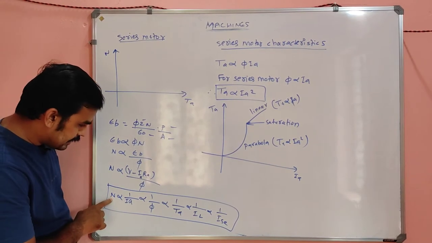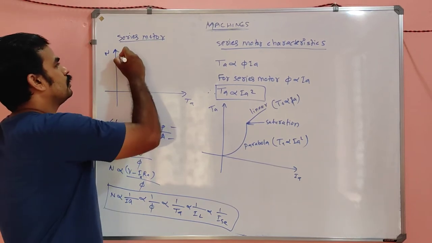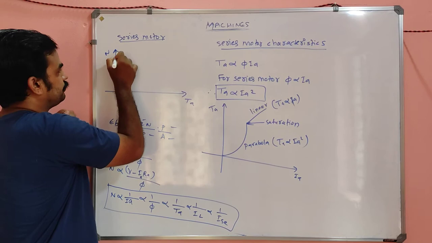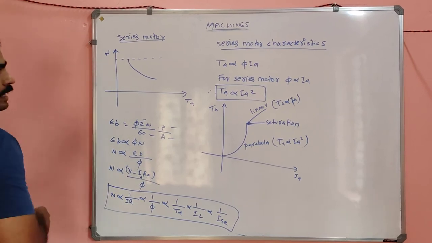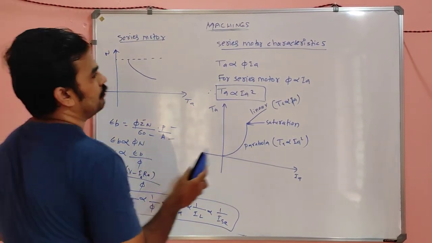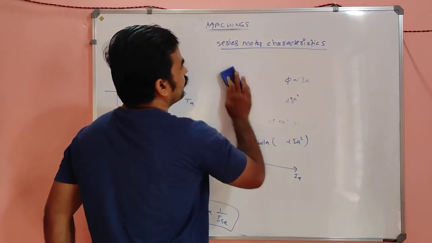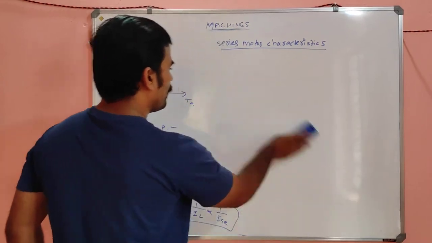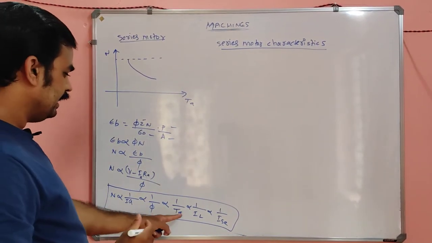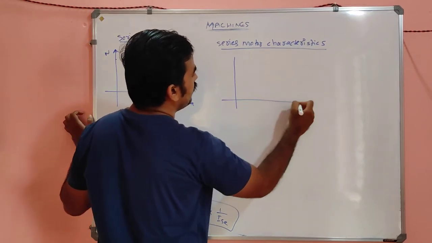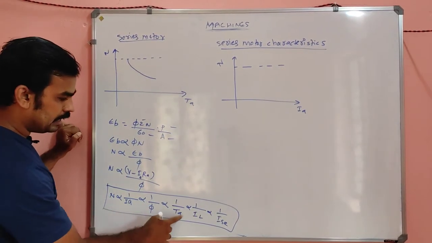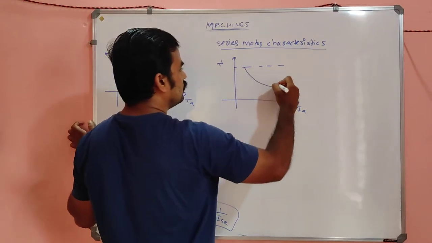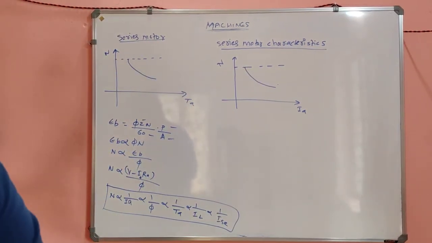See the equation, my dear. What is the connection between N and torque? It is inversely proportional. And what is the graph between N and IL, or simply IA? What is the graph between N and IA? It is also inversely proportional.